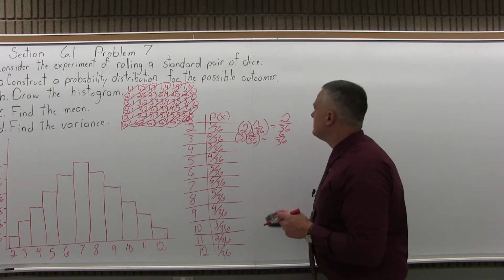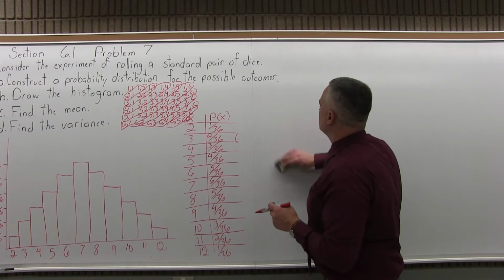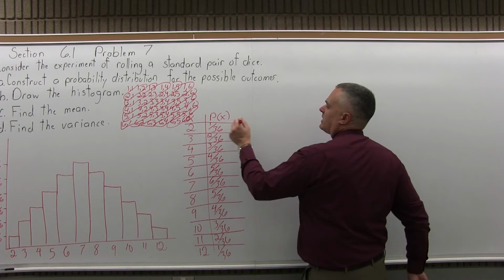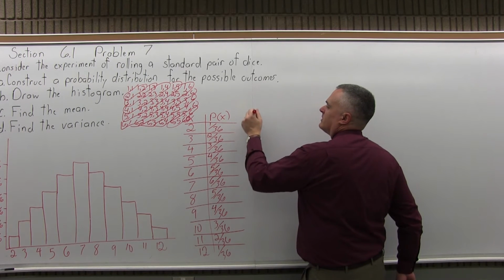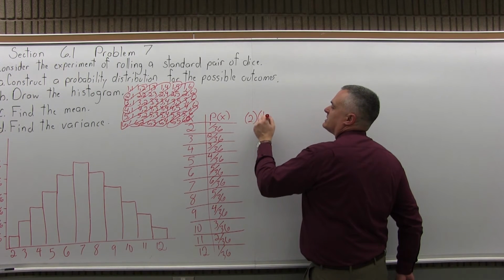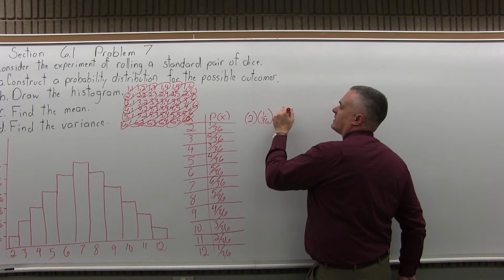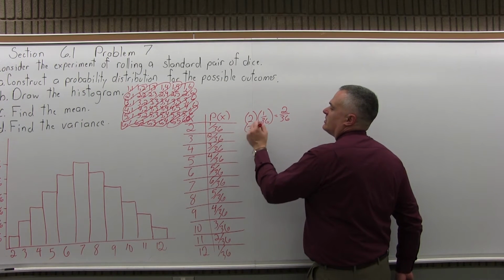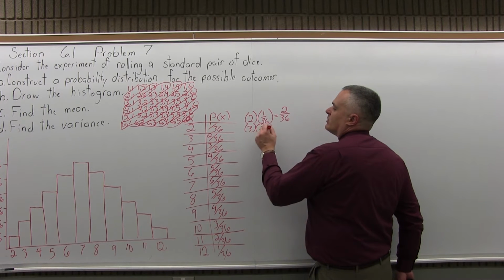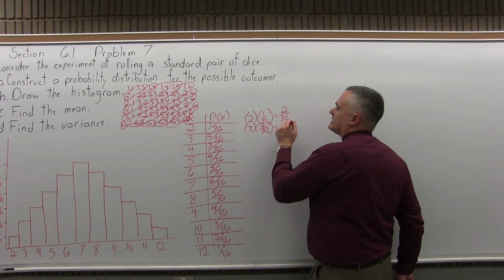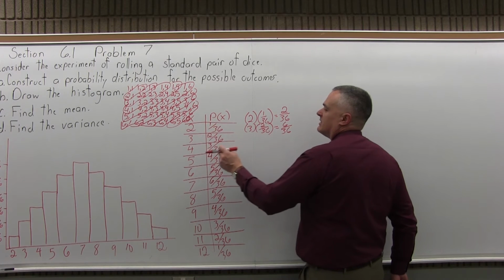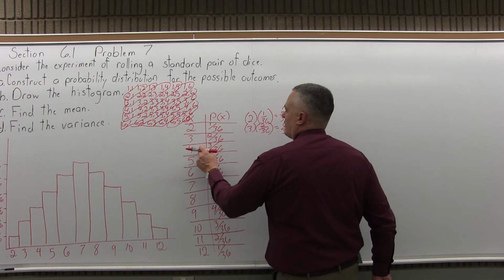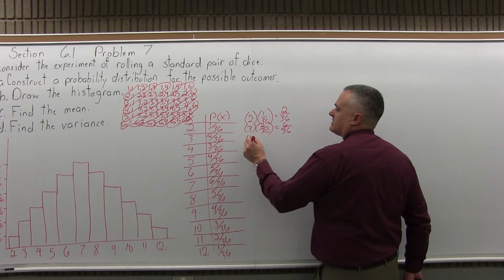And I'll write these a little smaller, just so I'll have room. Let me come up a little bit. 2 times 1 over 36. I can already see I'll run out of room if I go at the rate I was going. And then I'll do this one again. 3 times 2 over 36 was 6 over 36. And now I'm at 4 times 3 over 36.